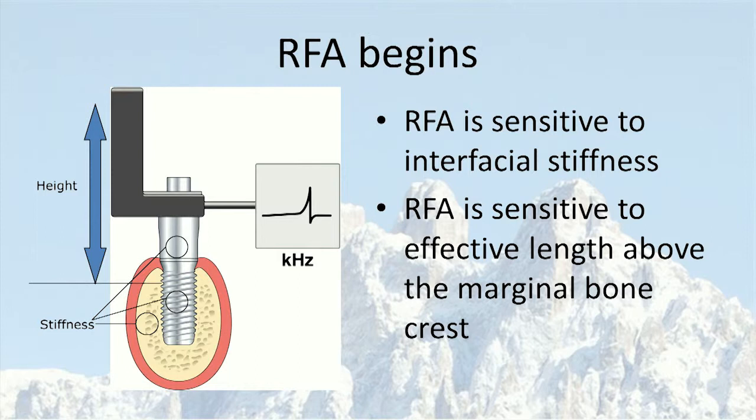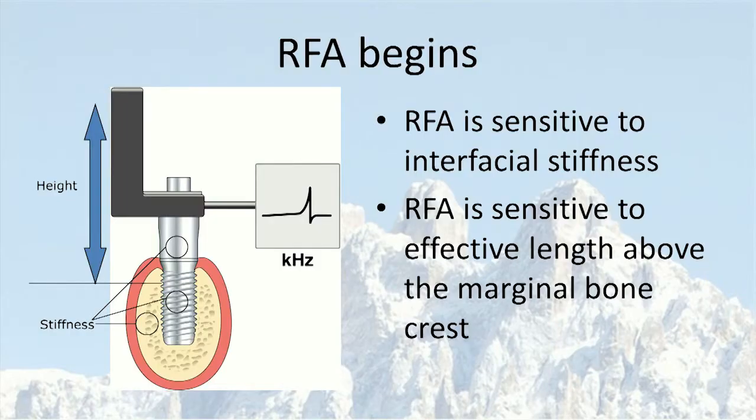What we also found out is that the resonance frequency analysis is sensitive to what we call effective length above the marginal bone crest. And this is an analogy with a tuning fork: if you increase the length of the beams, the tune will become lower, the resonance frequency will decrease. So if we have some kind of defect or marginal bone resorption around an implant, the resonance frequency will be lower as a physical effect, since the vibrating beam is becoming longer. So it means that the technique is also sensitive to identify marginal bone resorption.